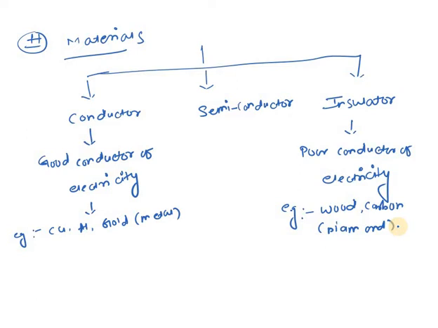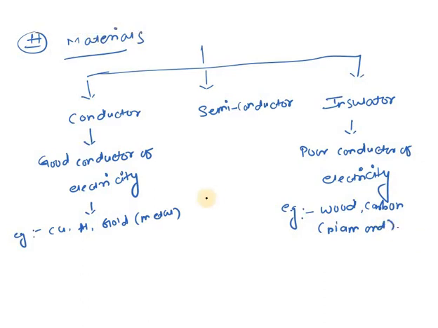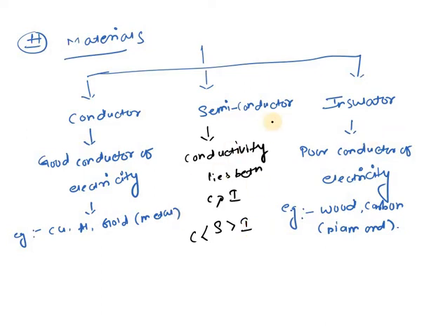So we have seen conductors as well as insulators. Now the most important point, the semiconductor, which is the key feature to be discussed. I can write: a semiconductor is a material whose conductivity lies between conductor and insulator. Such materials are known as semiconductors. You can even write it as: a semiconductor has conductivity less than a conductor and greater than an insulator.